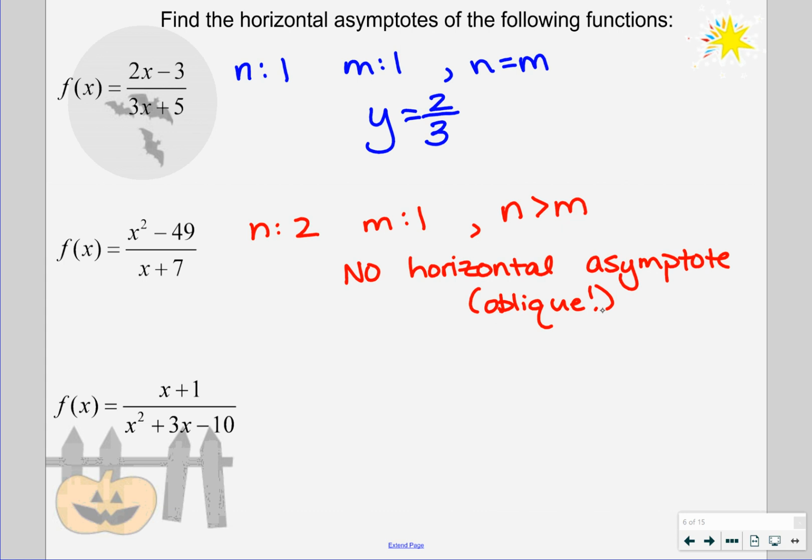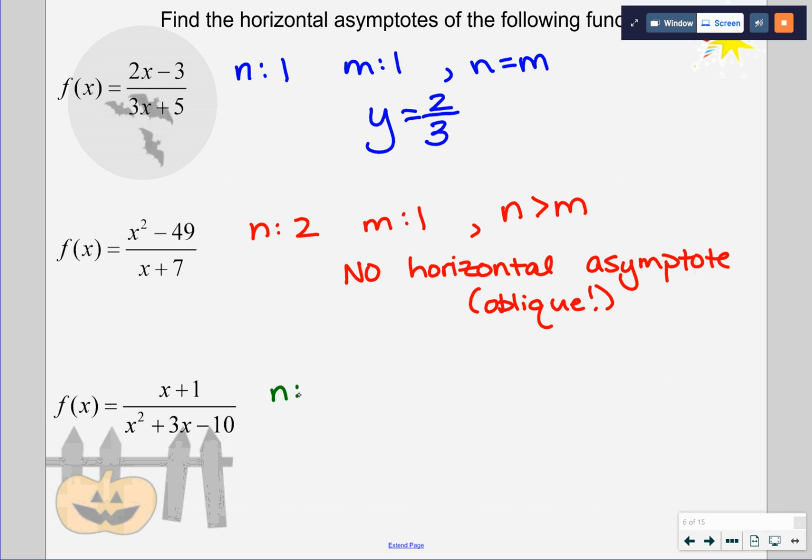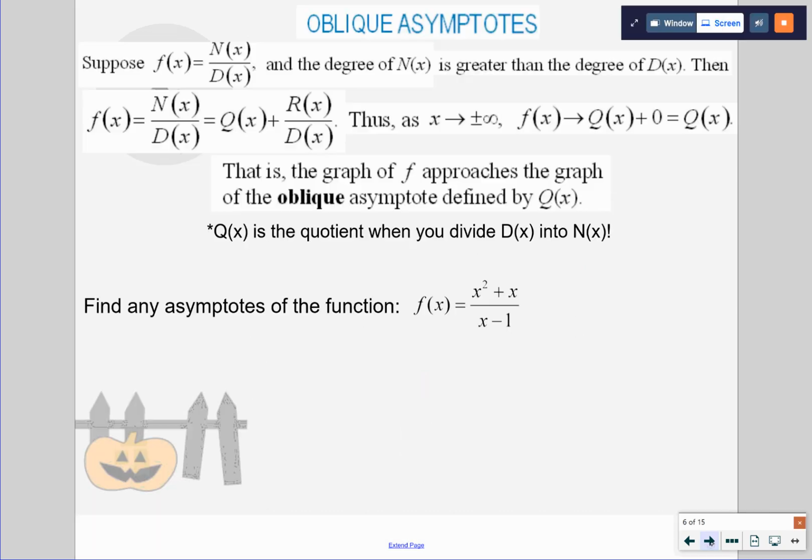The one at the bottom, what's n, degree of my numerator? 1. m, degree of my denominator? 2. So in this case, n is less than m. This is the case where it is automatically y equals 0, or the x-axis is the horizontal asymptote. Okay? All right, so we got vertical asymptotes, we got horizontal asymptotes, we got holes, we got domains, all the little pieces and parts here. Any questions so far? All right.